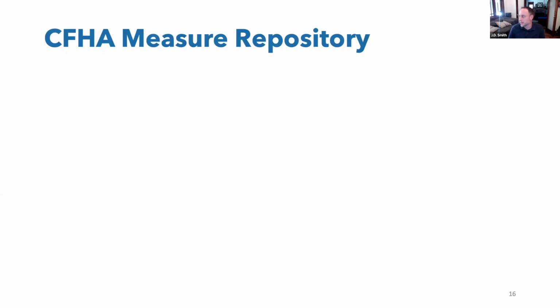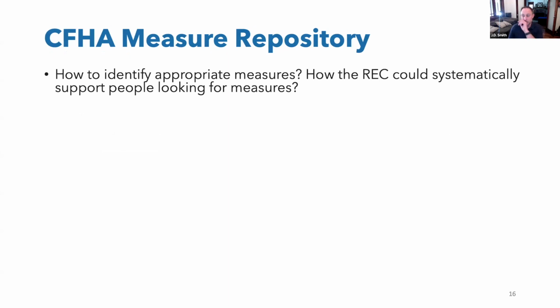So some thoughts. These were questions that you all sent about potentially doing a CFHA measure repository. I have thoughts, of course, but I'm in a privileged position of not having to actually make decisions and do any of this. Here are some of the questions you raised, and I'll have a few thoughts about them. So how do you identify appropriate measures, and how could the REC systematically support people?